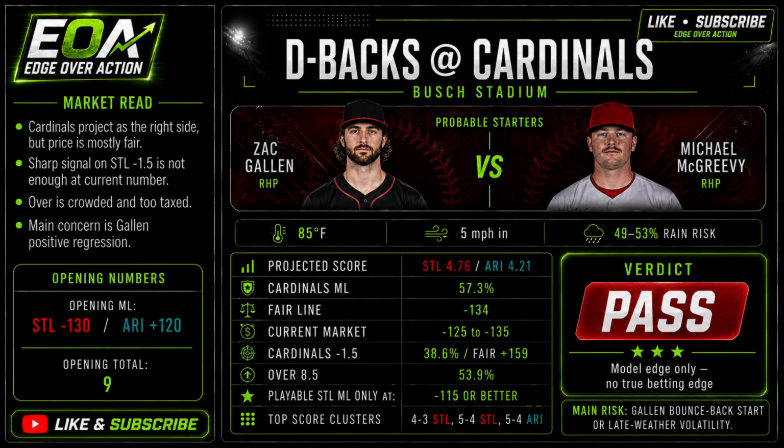All right, next game, Diamondbacks at Cardinals. The model likes St. Louis slightly, but the market already priced most of that in. The sharp-looking signal was Cardinals minus 1.5, where the money percentage was much stronger than the ticket percentage. But the price around plus 155 to plus 160 was almost exactly where the model landed before stress. The Cardinals' money line was also thin.